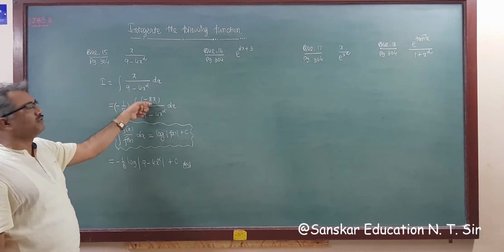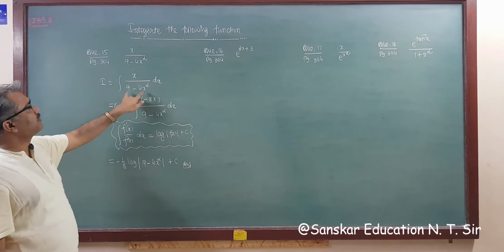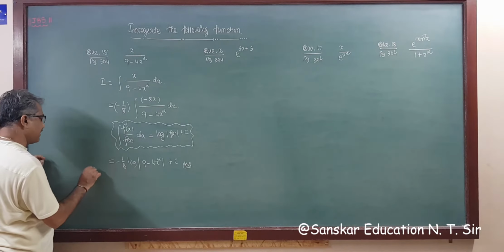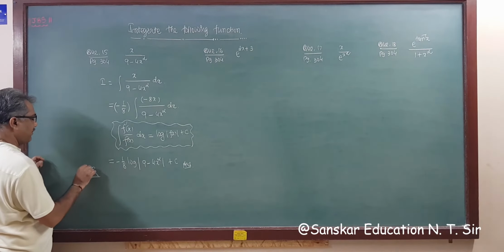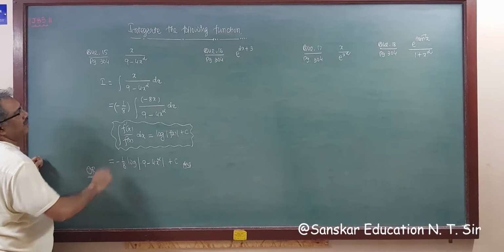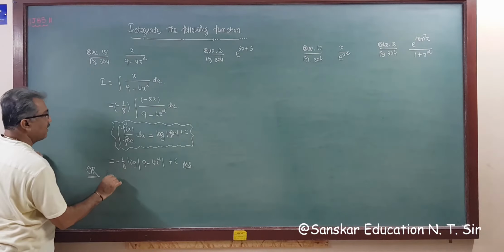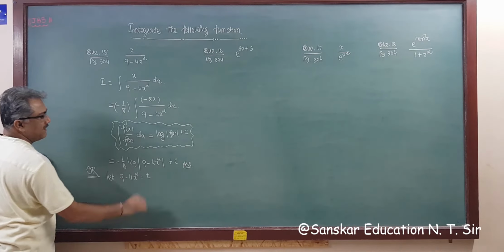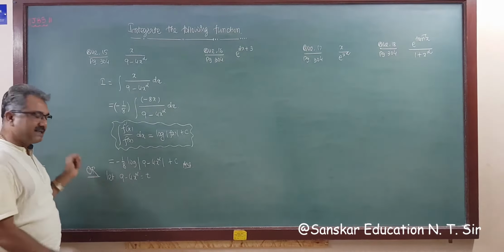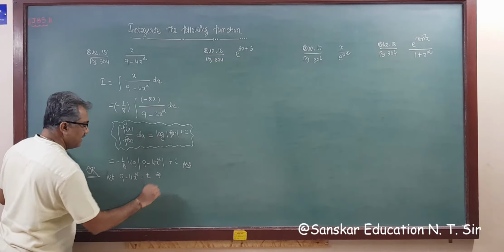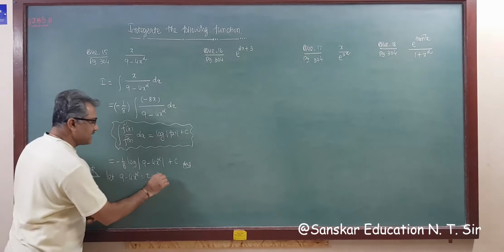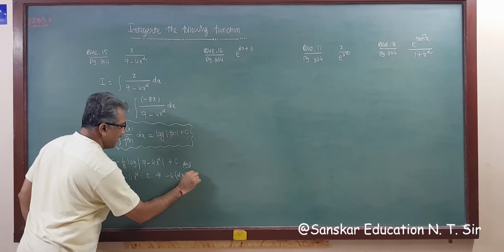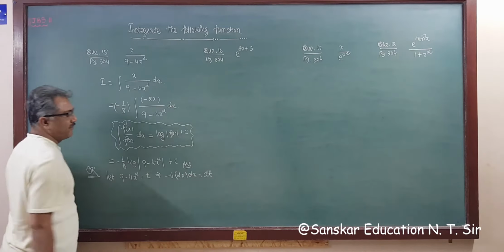If you can't tell how to adjust this, then assume for this. So if we assume, second method, let 9 minus 4x square is equal to t. So the derivative of this implies: derivative of 9 is 0, minus 4 as it is, and the derivative of x square is twice x, and dx is equal to dt.